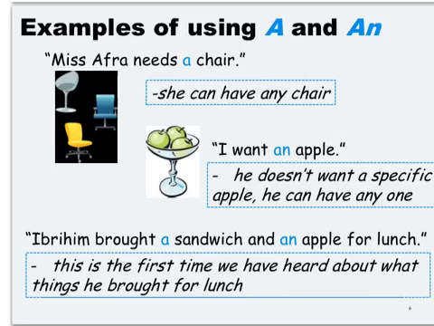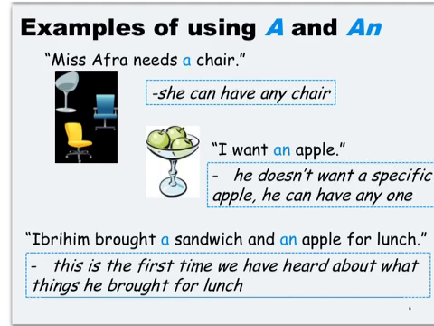Our first example is Miss Afra needs a chair. In this example, we use the article a. This tells us that Miss Afra doesn't want a specific chair, such as the yellow chair. She just wants any chair so that she can sit down.